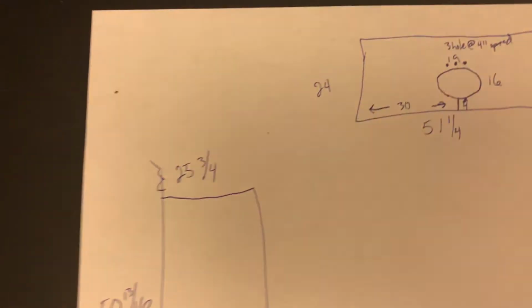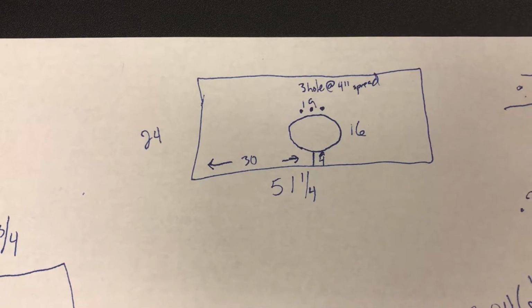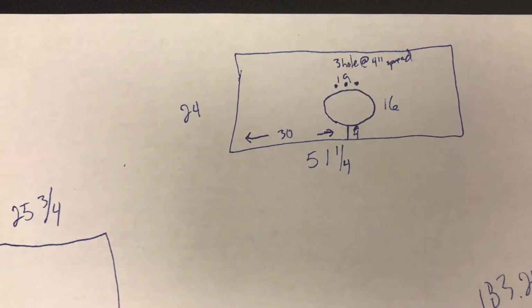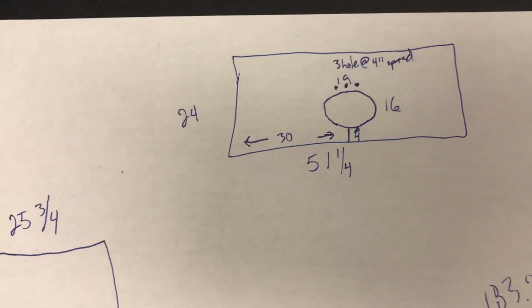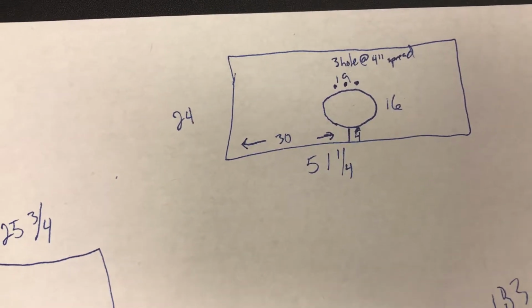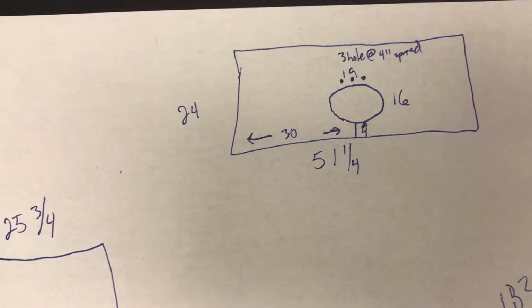Okay. I kind of drew a quick vanity that we're going to attempt to draw. Pretty simple but standard also. It's a 51 1/4 by 24. The vanity center is 30 inches from the left and 4 inches from the front. And I'm just going to draw a 19 by 16 oval with 3 faucet holes.